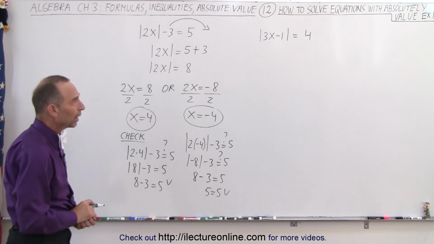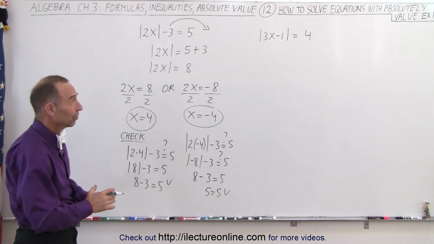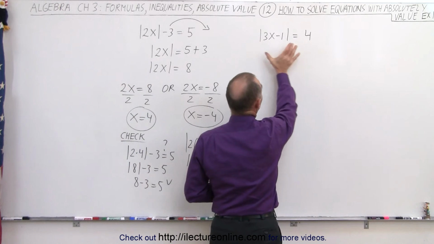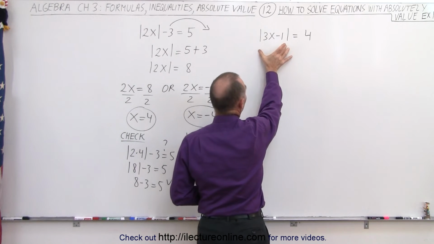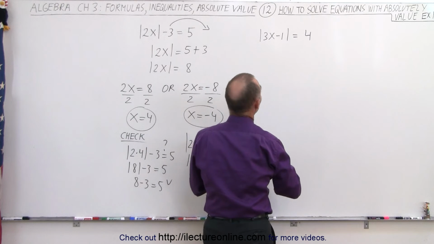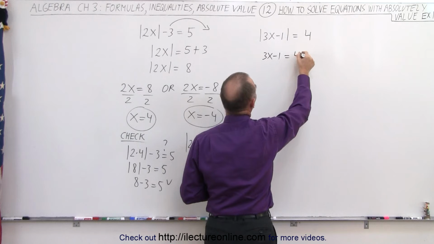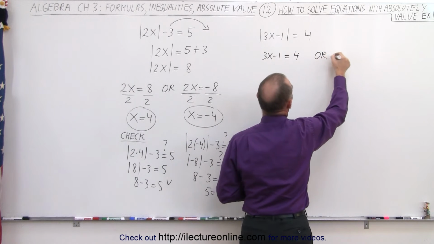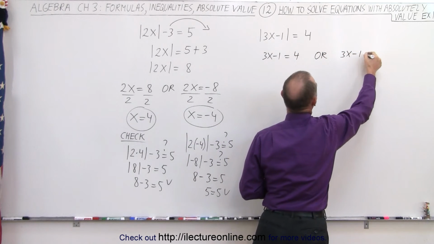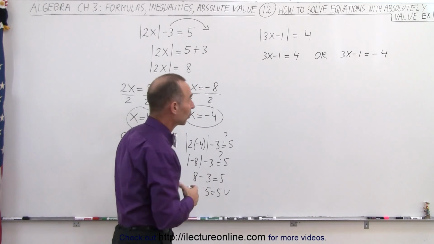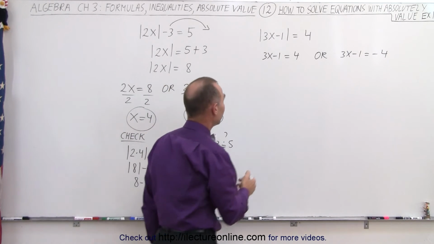What about the one on the right? What do we do there? Well, since everything is already separated, we have a positive 4 on the right, and everything else inside the absolute value signs is on the left. We can then say that 3x minus 1 equals a positive 4, or 3x minus 1 equals a negative 4. And then we solve each of those two equations to find what x is equal to.